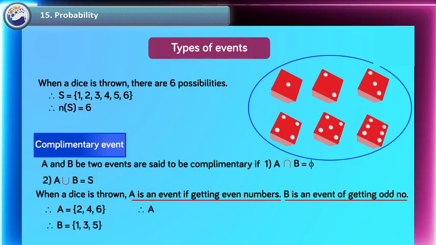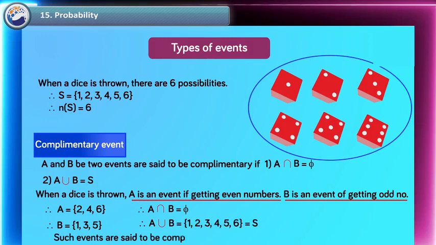We can see that there is no common element in set A and set B. Therefore, A intersection B is equal to empty set. And A union B is equal to 1, 2, 3, 4, 5, 6. A union B contains all elements of sample space S. Such events are said to be complementary events.